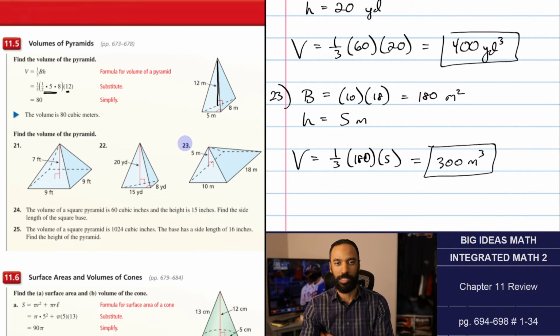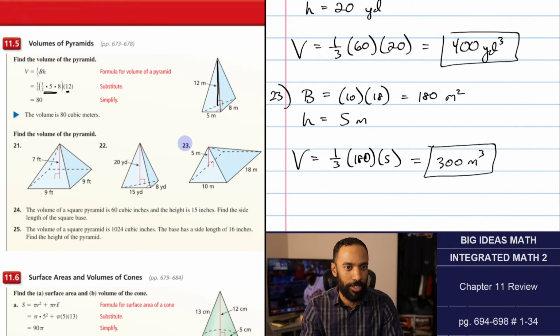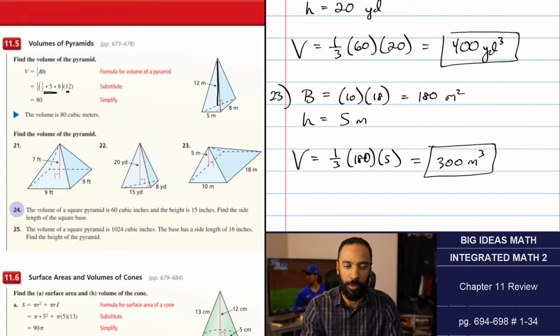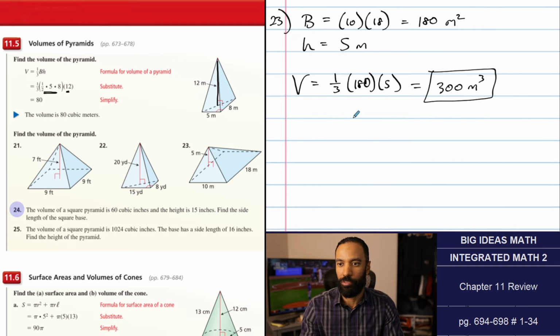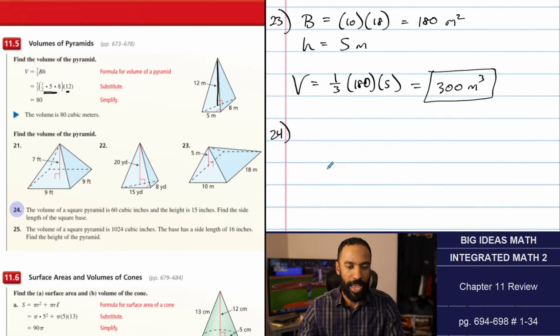If only the problem sets that they gave us at the time were that easy, we'd be good to go. We still have 2 more problems, though, it looks like. We have the volume of a square pyramid. Okay, this time they give us the volume. So the volume of a square pyramid is 60 cubic inches, and the height is 15 inches. Find the side length of the square base.